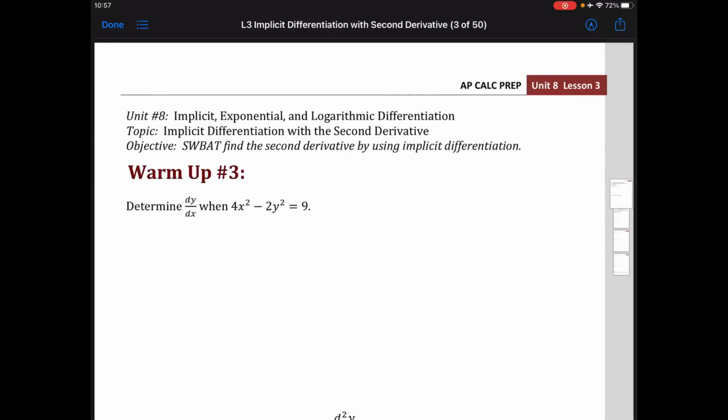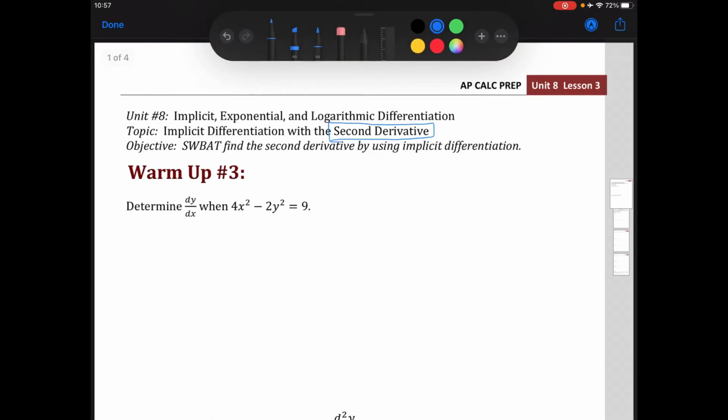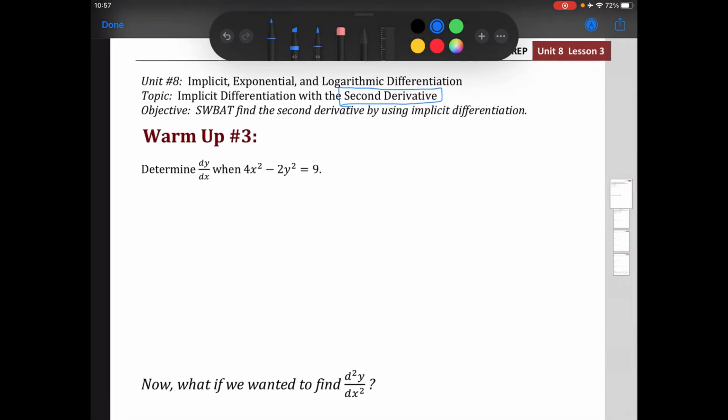Hey guys, welcome to Unit 8 Lesson 3. Our topic today is implicit differentiation with the second derivative. I hope the topic in itself tells you what you're going to be doing. You're going to find the first derivative and then you're going to take the derivative again.